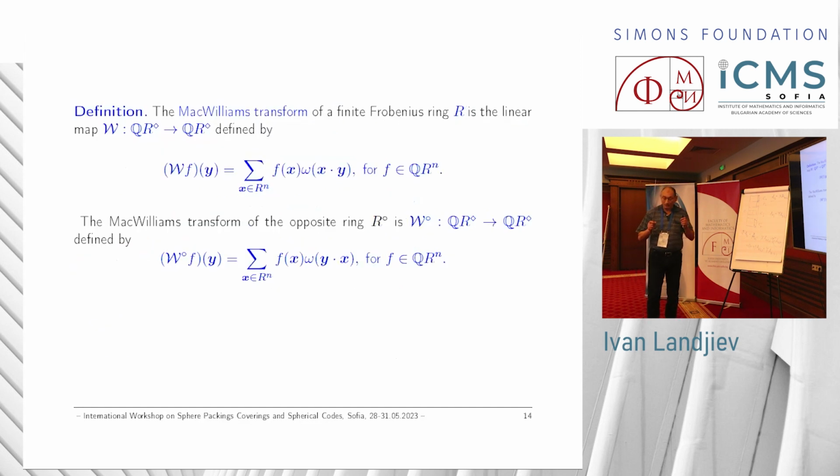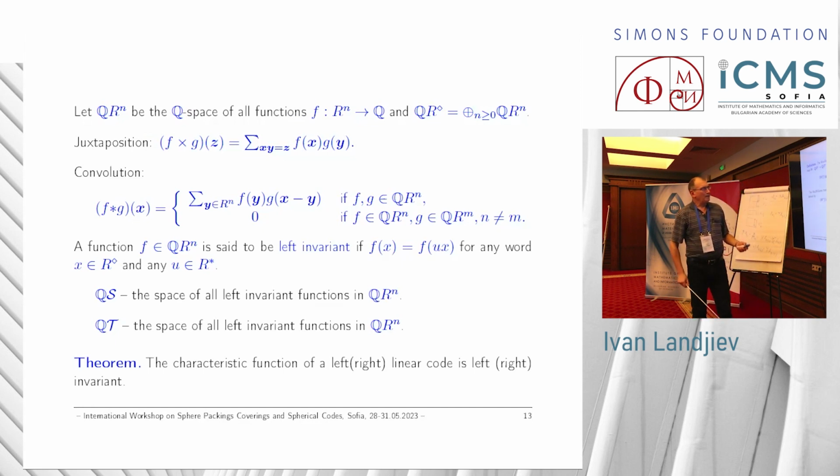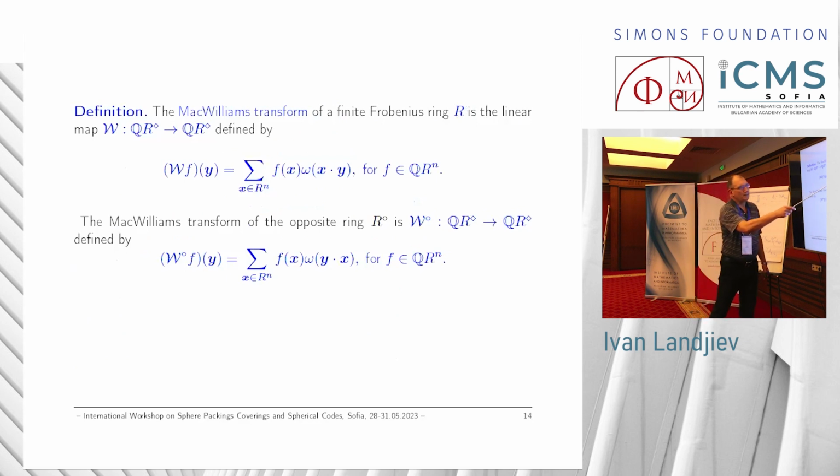So, we go along the same lines. We define the MacWilliams transform, which is a map of all the mappings of QR diamond. Well, the diamond is just the sum of all the QR. It is defined by this formula.